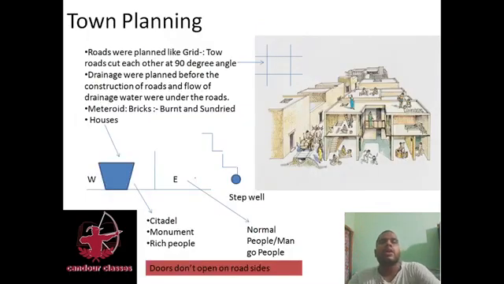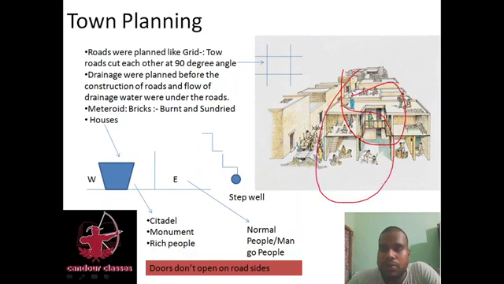Okay, now town planning, we'll talk about town planning. See, town planning, these are the houses. Okay, these are the houses and normal people's houses. In this way they have arranged their houses, and this figure that I have made for you shows how the roads were built during that time. Okay, roads were planned like a grid. Okay, this is like a grid.